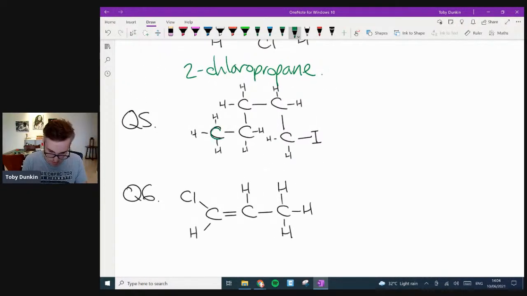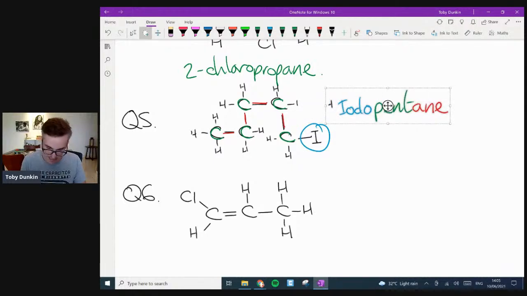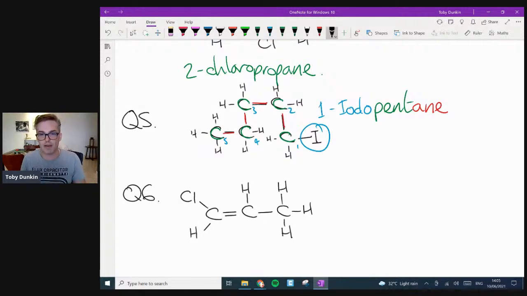Let's go through that one now. 1, 2, 3, 4, 5 in a row. It's based on pent. Step number 2, it is all single bonds. This is based on pentane. Now, what addition do I have? I have an iodo, and what's its location? It is on number 1. You'd always count from the left-hand side because you want to make the number as low as possible. 1, 2, 3, 4, and 5. This is 1-iodopentane. Well done, guys. I'm very impressed. Good job. Look at that.